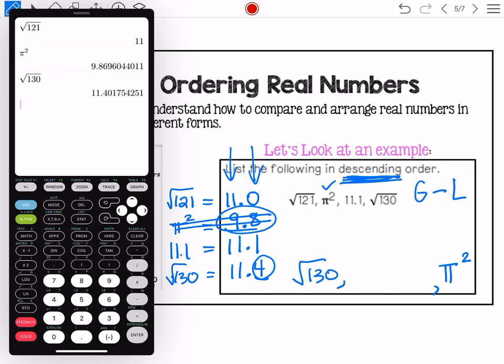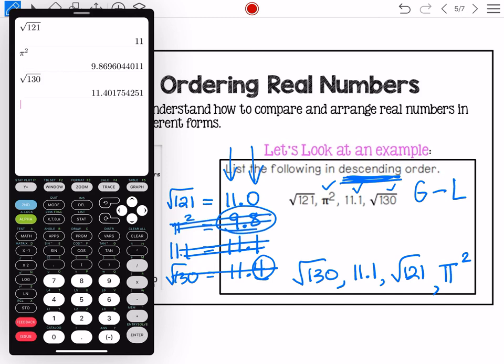Okay, so I can mark through that. Check mark there. The next largest out of 0 and 1 is 1. So that's 11 and 1/10. Mark through that one. And the only one I have left is the square root of 121. So now my real numbers are in order from greatest to least, or they are in descending order, meaning they're starting large and getting smaller.